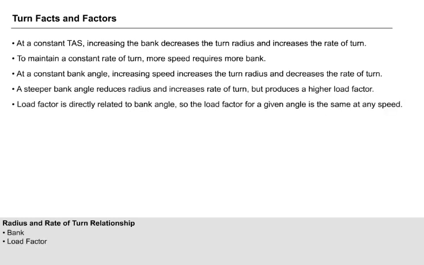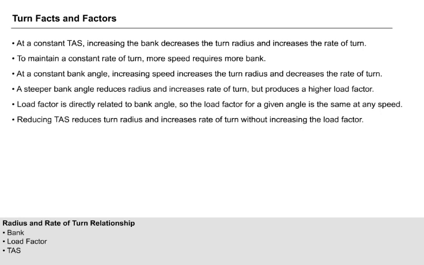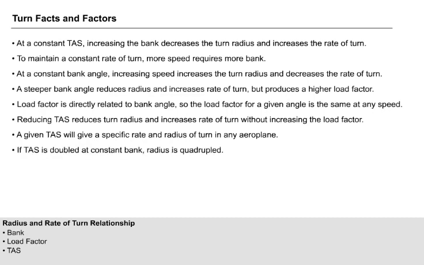A steeper bank angle reduces radius and increases rate of turn, but produces a higher load factor. Load factor is directly related to bank angle, so the load factor for a given angle is the same at any speed. Reducing TAS reduces turn radius and increases rate of turn without increasing the load factor. A given TAS will give a specific rate and radius of turn in any aeroplane. If TAS is doubled at constant bank, radius is quadrupled. If TAS is doubled at constant bank, rate of turn is halved.